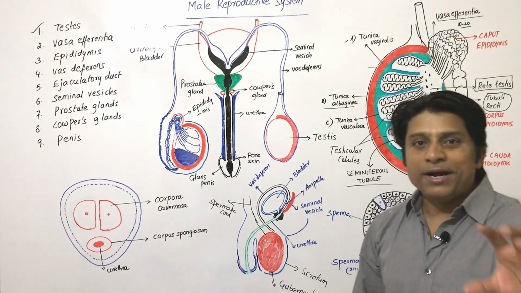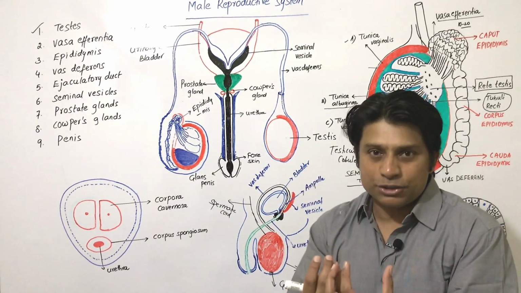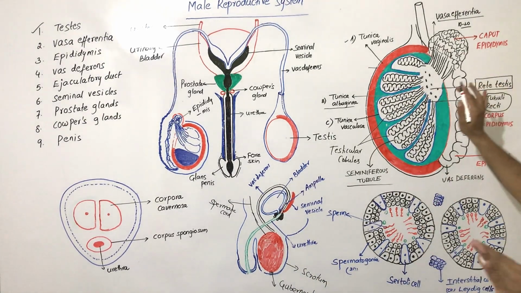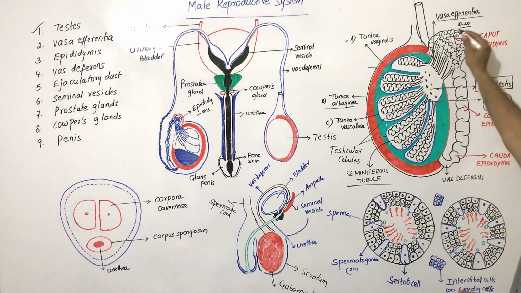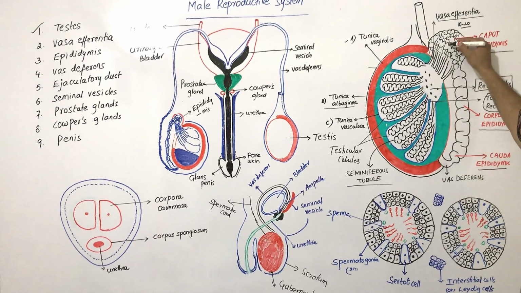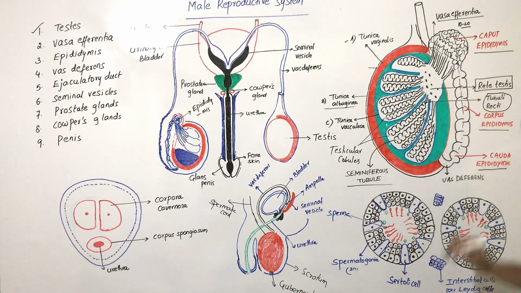Now this epididymis is a highly convoluted structure, and it is divided into different regions. The anterior-most part is called the caput epididymis, the middle is called the corpus epididymis, and the posterior is known as the cauda epididymis. So sperms start moving all the way from here to the epididymis.